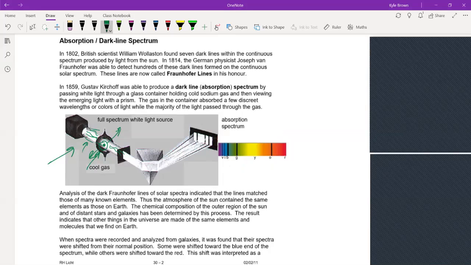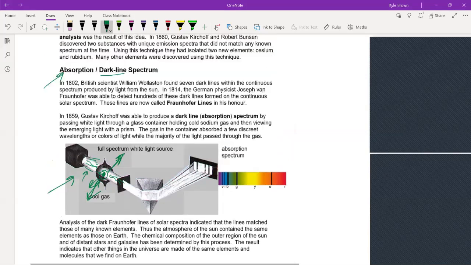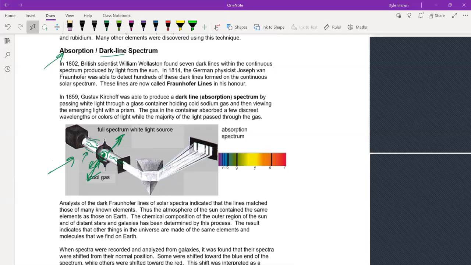on this screen here. So this is called an absorption or a dark line spectrum. That's happening because this gas is stealing some of the wavelengths and shooting them out randomly in random places. The reason this was so influential for astronomy was that they were able to look out into the universe and say, hey, that's hydrogen. So we can look at stars billions of light years away and see that they have hydrogen in them.